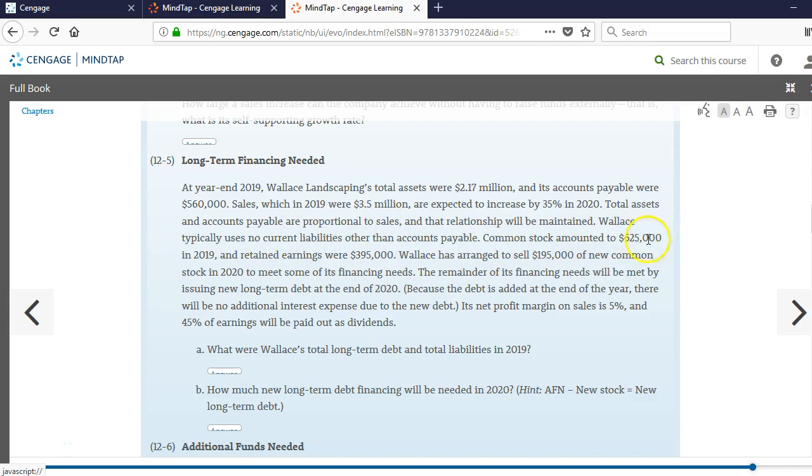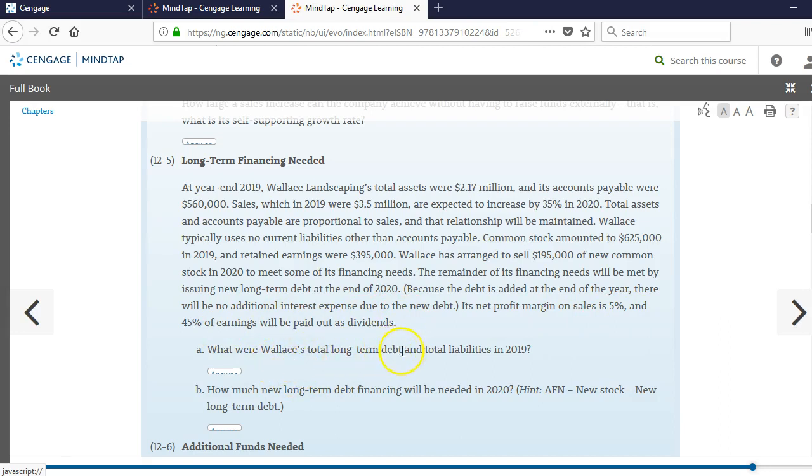Common stock amounted to 625 in 19, and retained earnings were 395. Wallace has arranged to sell 195 of new common stock in 20 to meet some financing needs. The remainder of its financing needs will be met by issuing new long-term debt at the end of 20. Because the debt's added at the end of the year, there'd be no additional interest expense due to the new debt. So they'll get the debt the last day of the year and not have to pay interest until the next year. Net profit is 5%, and 45% of earnings will be paid out as dividends.